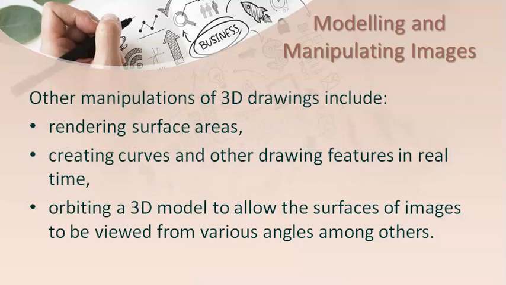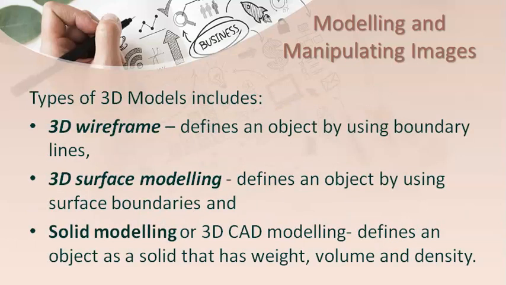Other manipulations of 3D drawings include rendering surface areas, creating curves and other drawing features in real time, orbiting a 3D model to allow the surfaces of images to be viewed from various angles, among others. Types of 3D models include 3D wireframe, which defines an object by using boundary lines, 3D surface modeling, which defines an object by using surface boundaries, and solid modeling, or 3D CAD modeling, which defines an object as a solid that has weight, volume, and density.